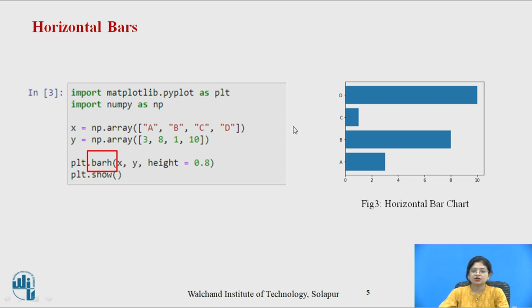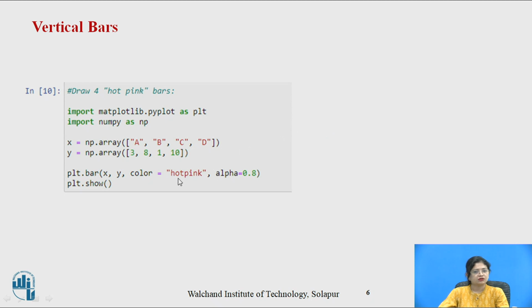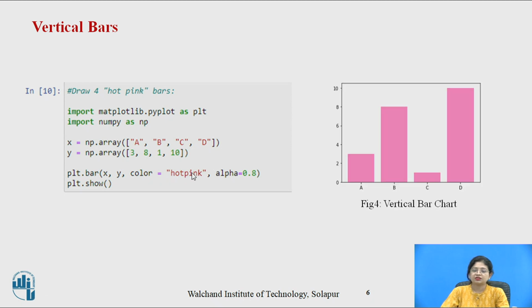If I want to change the color of the bar, then I will use color equal to the color name. It can be anything: red, blue, green. Here I have mentioned color equal to hot pink. If we run this code, we will get hot pink color bars. Look here, there is one more parameter, alpha equal to 0.8. Alpha gives the transparency of the bar, and the transparency is measured between 0 and 1. If I put 0.5 transparency, we will get baby pink color bars. Here these are hot pink because the value of alpha is 0.8.